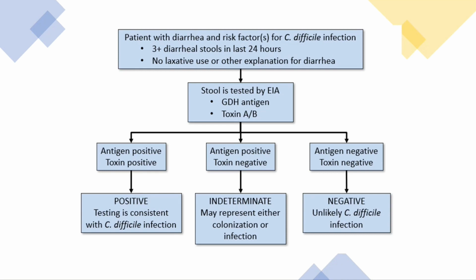So if they have an antigen positive and toxin negative, then a lot of times people will go onto a PCR, a C. diff PCR, to try to sort that out. And of course, if both are negative, then it's unlikely that they have C. diff. So that's a nice little algorithm that kind of walks you through the steps of ordering.